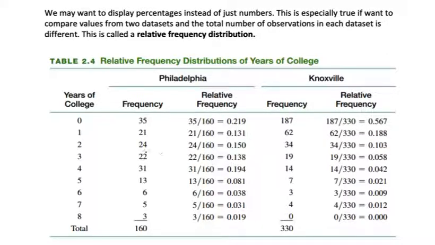So for example, if we look at 3 years of college, 22 people in Philadelphia said that they had 3 years of college, and 19 people from Knoxville said that they had 3 years of college. Those 2 numbers are pretty close. However, looking at the percentages, we see that it's over twice as many in Philadelphia as it was in Knoxville. And so that tells us that those actually are quite different.